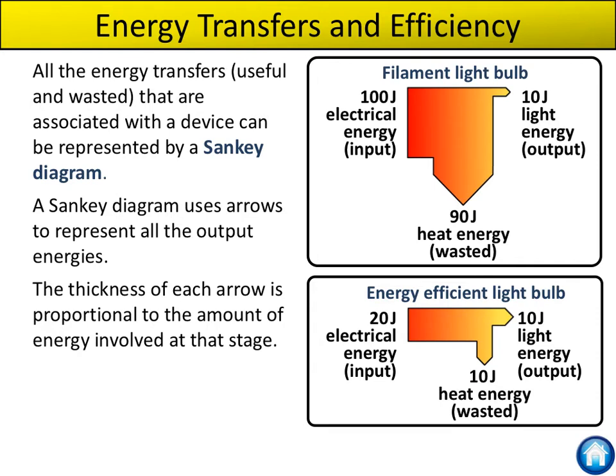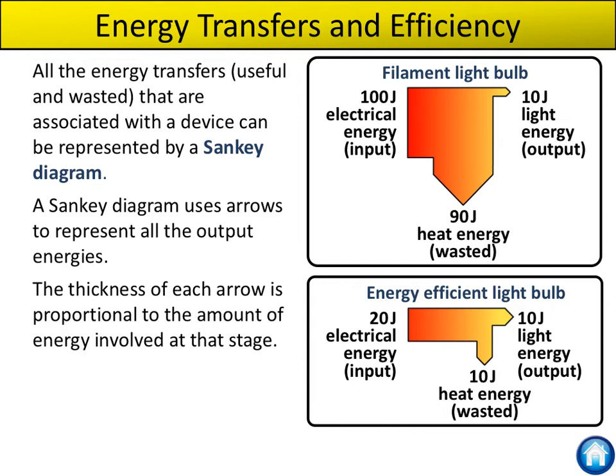So this is the Sankey diagram for a filament light bulb, and you can see that only a small fraction of a filament light bulb's energy is released as light energy. The rest of the electrical input energy is actually converted into heat energy. So you can see that that's represented, and the thickness of the arrow sizes here and here represent the amount of electricity that's being transferred into those types of energy.